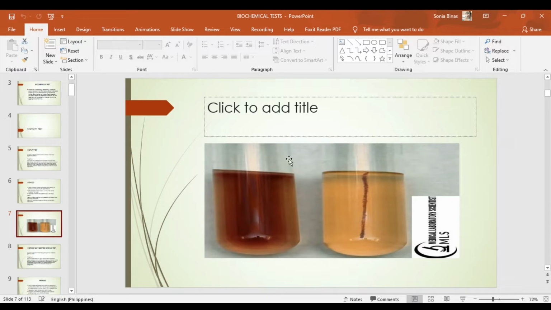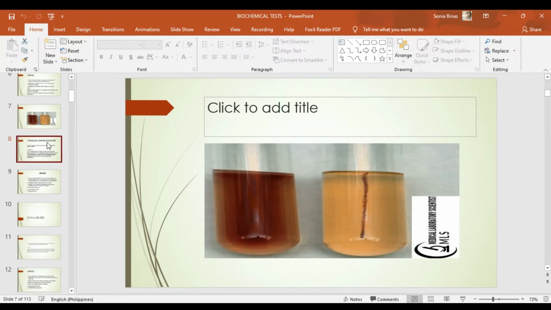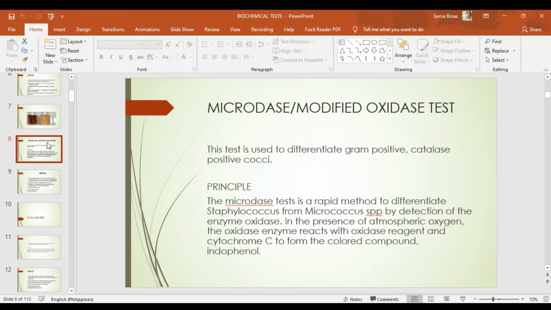So the next one is our microdase or our modified oxidase test. It is used to differentiate gram-positive, catalase-positive cocci. So the microdase test is a rapid method to differentiate Staphylococcus from Micrococcus species by detection of the enzyme oxidase. In the presence of atmospheric oxygen, the oxidase enzyme reacts with oxidase reagent and cytochrome C to form the colored compound indophenol.